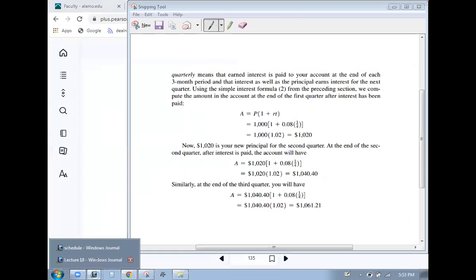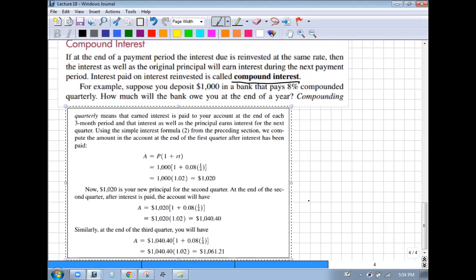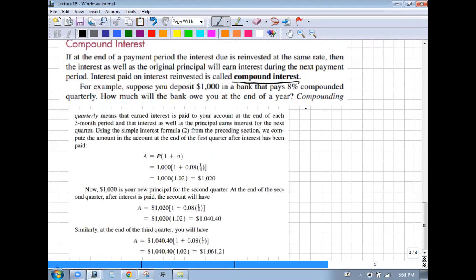We'll go through this through the 3 quarters because this will help you understand why that formula looks the way it does. Okay, so we deposit $1,000 in the bank and we get 8% compounded quarterly. Quarterly means 4 times a year, right? N is 4. How much will the bank owe you at the end of the year? All right, compounding quarterly. At the end of each 3-month period, you get the interest, and the principal as well earns interest for the next quarter.